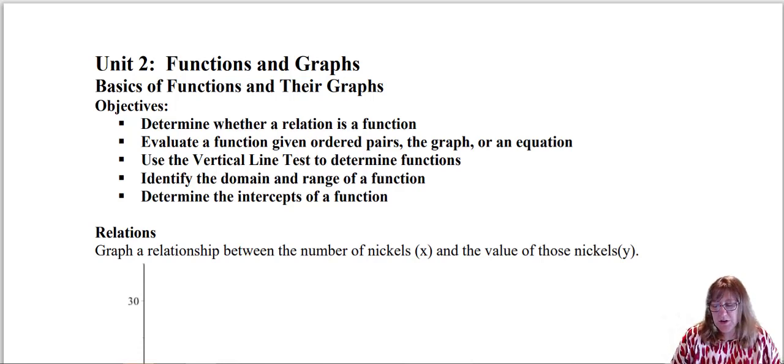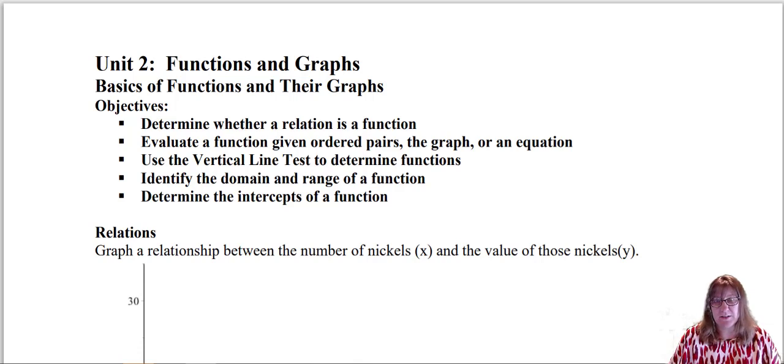Okay, this is Unit 2. We're going to be focusing on functions and graphs here. A lot of different functions and graphs of those functions is the focus. This first part, we're going to be looking at basics of functions and their graphs. So we have some objectives up here at the top.